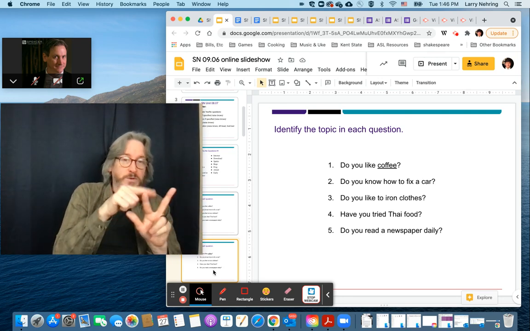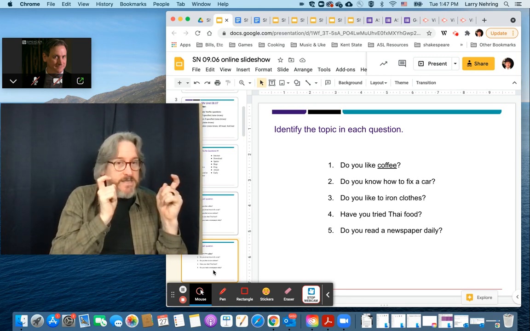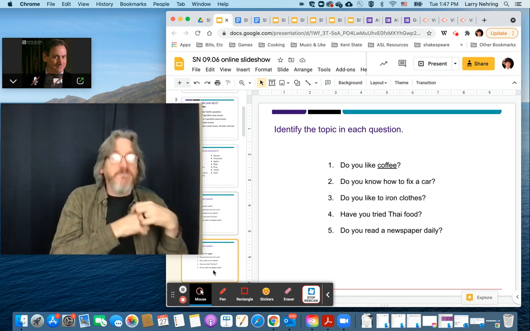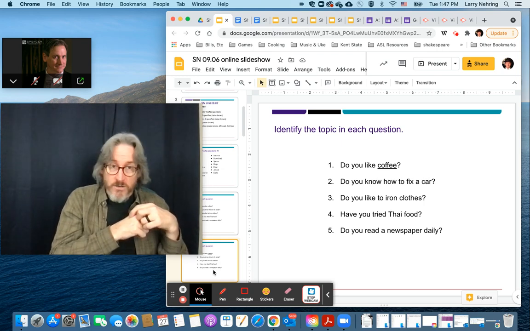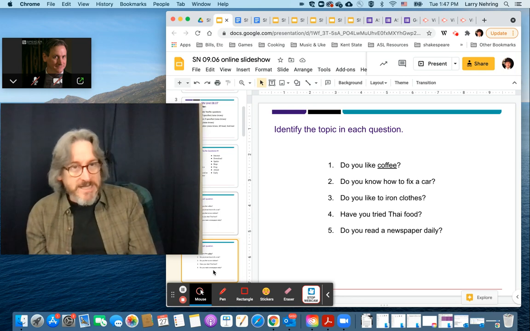So notice how there's three ways you can sign the exact same things, and the facial expression is the big thing that's going to change. Is it positive? Is it negative? Or is it a question? Okay. So we're going to do that with each of these.